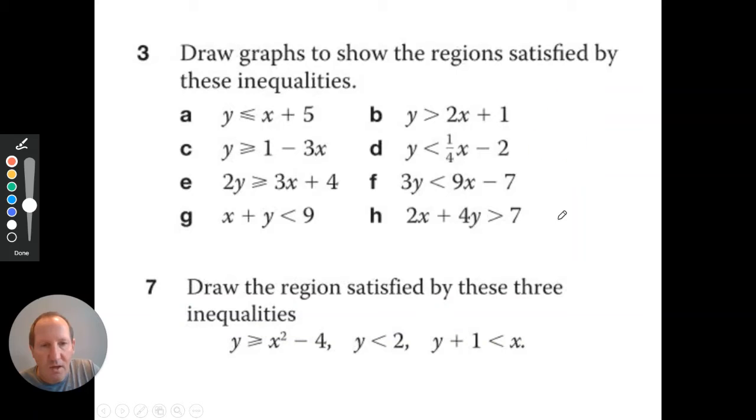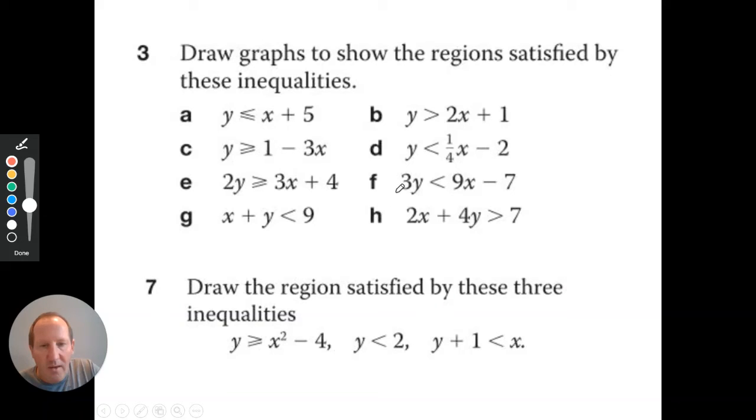This one, I'll draw the line that represents 2x plus 1, and it's greater than that, so it's above the line. So once I've got that 2x plus 1 line, it's above it because it's greater than, and it does need to be a dotted line because there's no equal to sign on there.